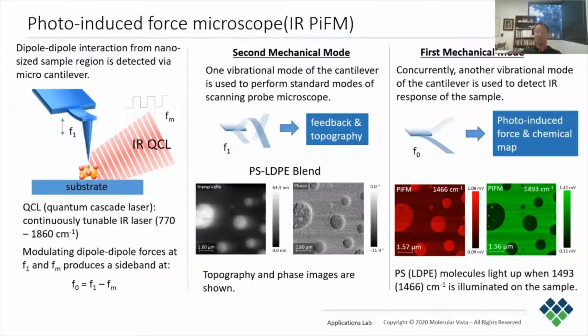By using two lock-in amplifiers, both the standard AFM and the photo-induced force data can be acquired concurrently. At a fixed excitation wave number, PiFM generates a map of absorption strength for dielectric materials at that wave number. At a fixed location, the laser can be tuned across a spectral range to generate a PiFM spectrum, which correlates well with the bulk FTIR spectrum, provided the sample has no nanoscale inhomogeneity.